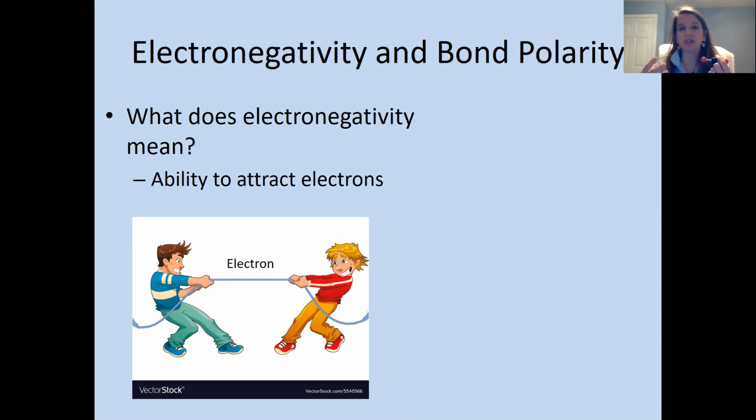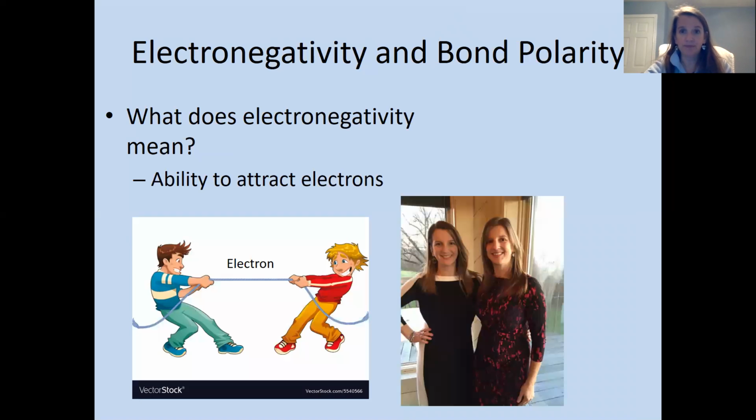So I'd like you to picture this. I have a twin sister. Here she is, me and my twin. If we were playing tug of war over some electrons that were right here, because we're the same, because we have equal pulling on both of those things, we're pretty evenly matched, we would create a nonpolar bond because there would be equal sharing.